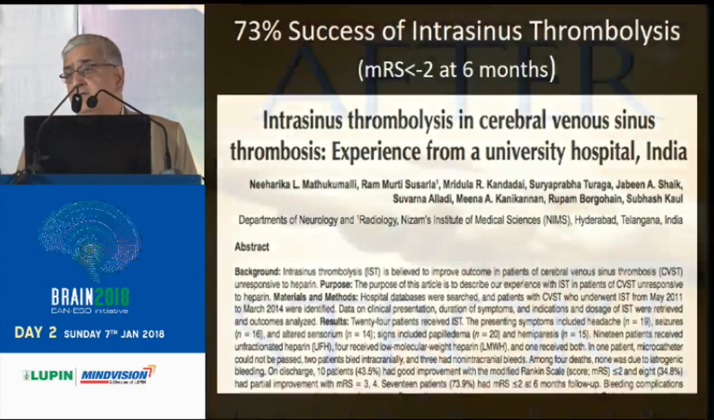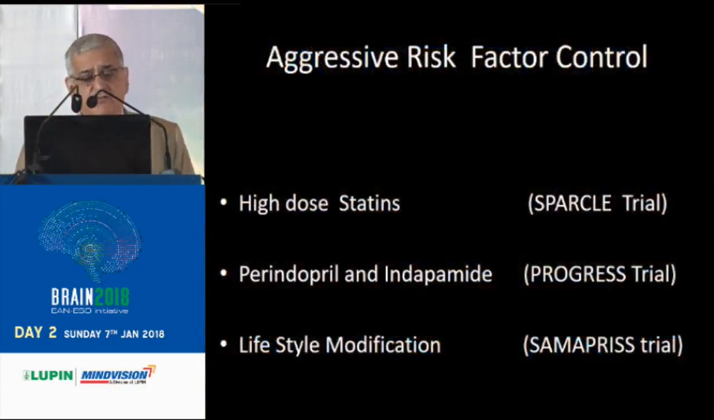Now, what about secondary stroke prevention, which means after the stroke? The new thing we have learned is the word aggressive. We want to be aggressive. So high-dose statin: in the SPARCL trial, it was found that 80 milligram statin given after stroke definitely reduces the risk of recurrence. It was followed up to 5 years. And why it is aggressive is that it is not so much dependent on the level of lipids at all. Even if your lipids are normal, still you would give them statin for so many years.